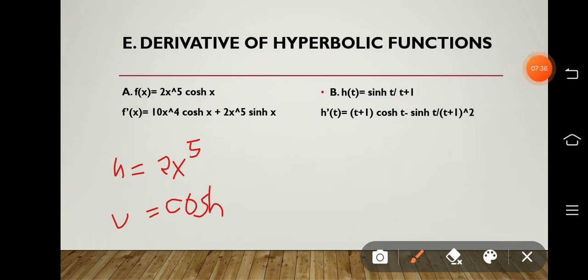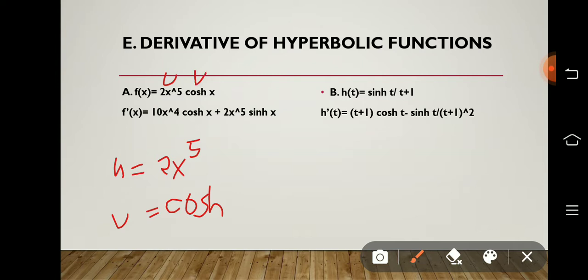Okay, let's go to the derivative of hyperbolic function. The first given is f of x equals 2x raised to the fifth times cosine x. So to determine it, let's put here, this should be the u, and put here the simplification. And this is the v.